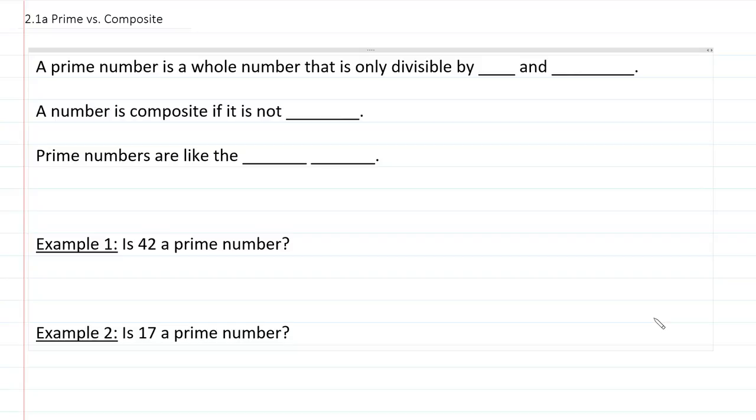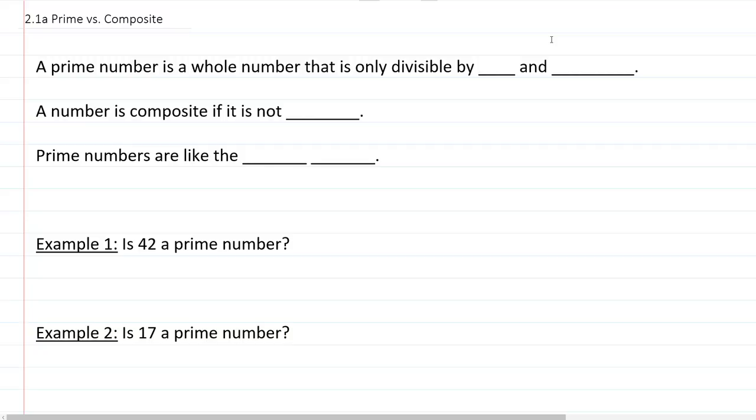2.1a, prime versus composite. A prime number is a whole number that is only divisible by 1 and itself. So for example, 2 is a prime number because 2 is only divisible by 2 and 1. In the same way, 3 is a prime number because 3 is only divisible by 3 and 1. And so it's 5 and 7 and 11 and so on. As you can probably already tell, 2 will be the only even prime number.